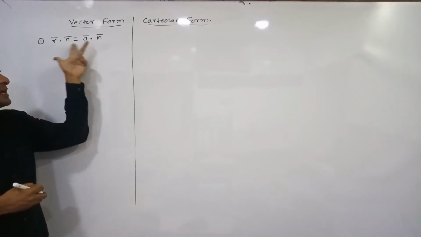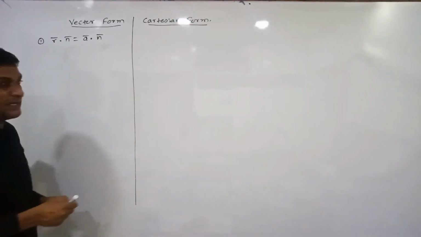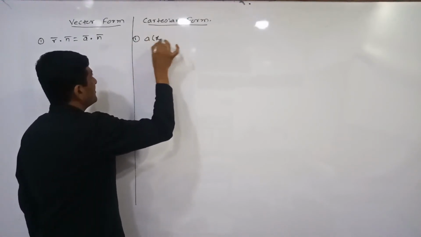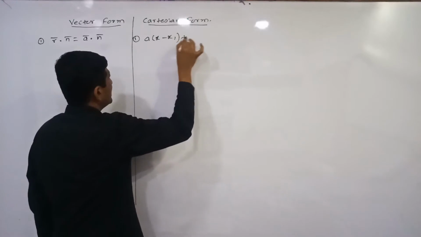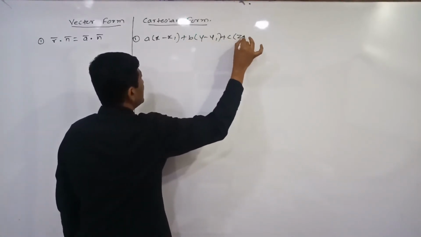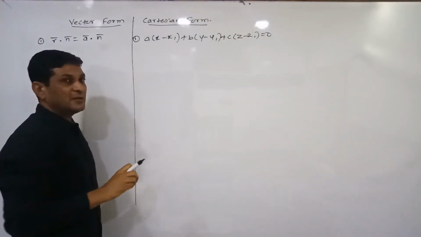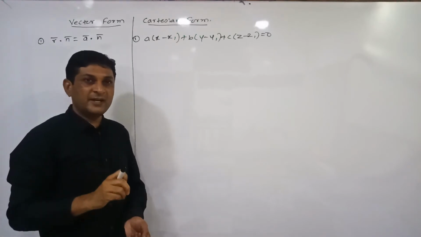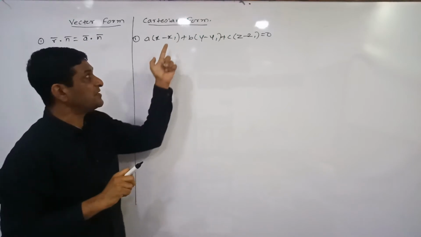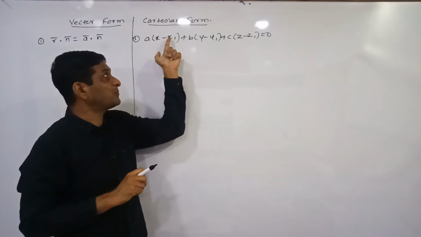If these two values are given to us, at that time applying this formula we are finding vector equation of plane. Same formula we have converted in Cartesian form. What is that Cartesian form? a into x minus x1 plus b into y minus y1 plus c into z minus z1 is equals to 0. To apply this formula, first required value is coordinate of one point on the plane. Here position vector of point is given to us, and here coordinate of one point on the plane is given to us. What are the coordinate of that point?